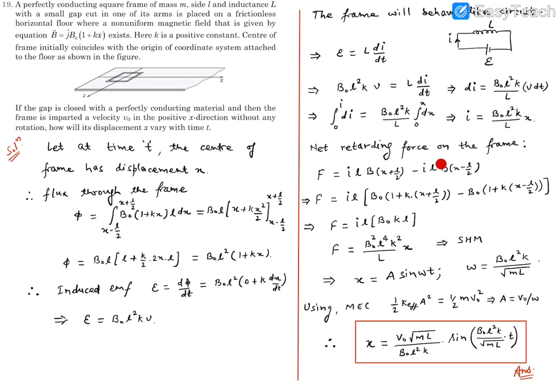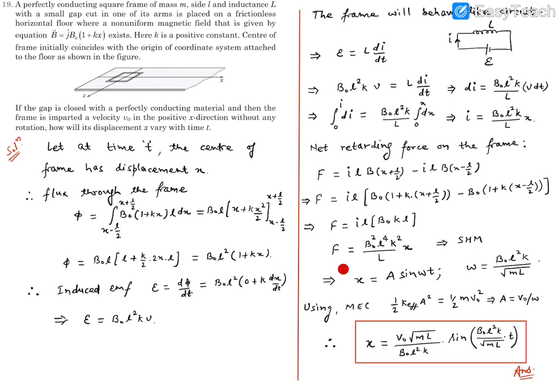Now I can be substituted from here: B naught L squared into k, whole squared, so ultimately B naught squared L to the power 4 k squared, and there's going to be x by L as well. Now this retarding force, the force that was acting toward x equal to 0, is proportional to displacement. It says this force is proportional to x as well as in the opposite direction. And so this is the condition for simple harmonic motion.